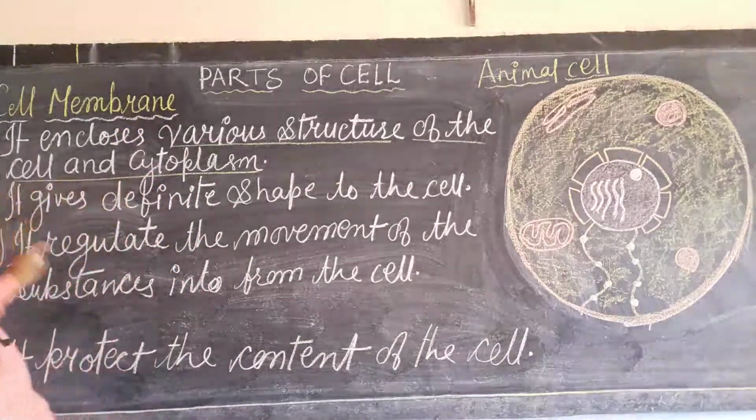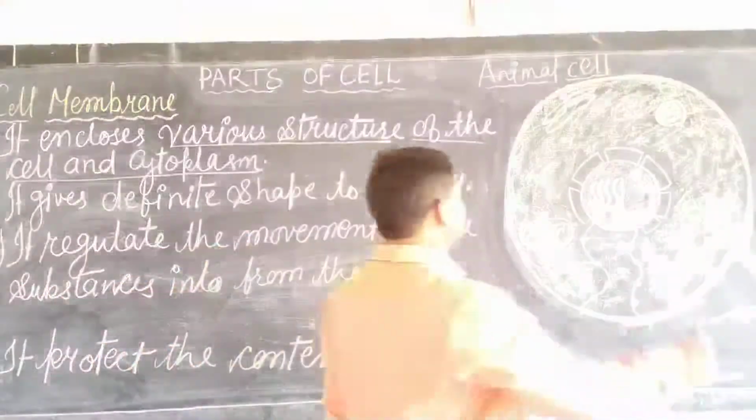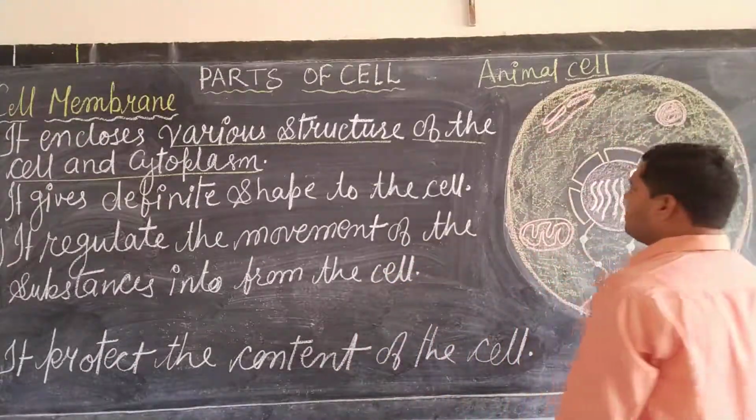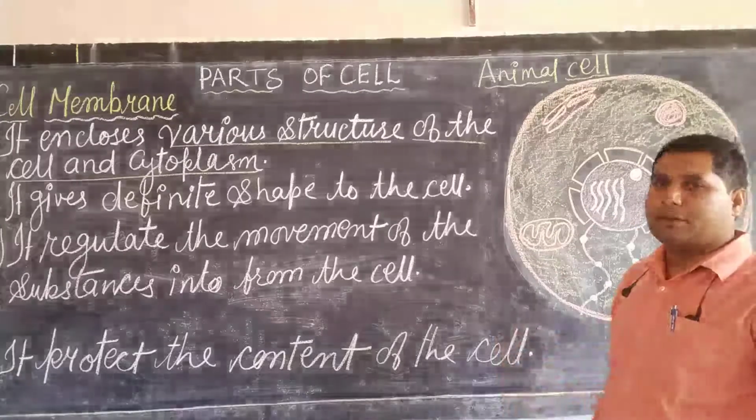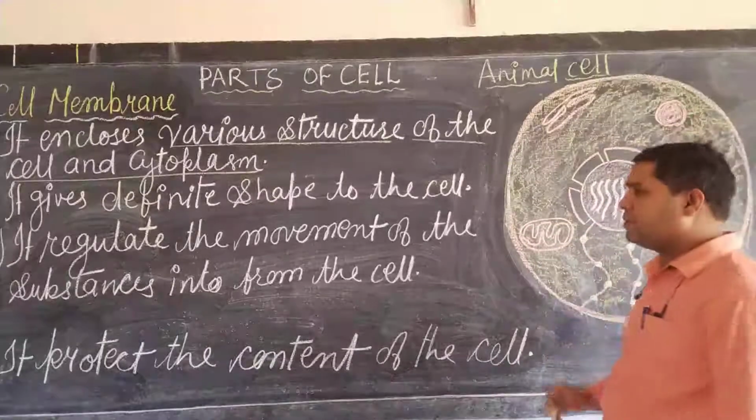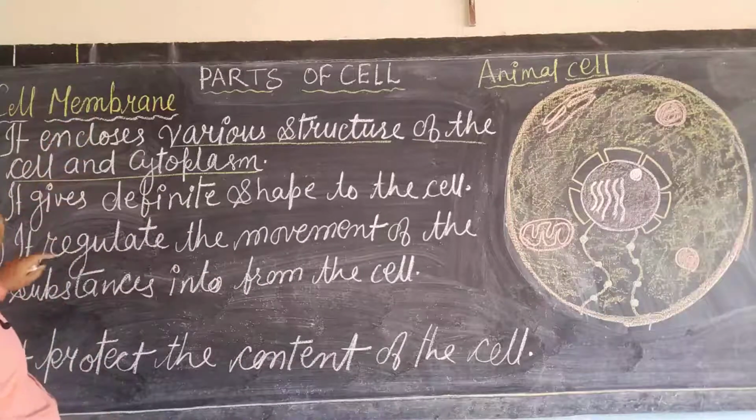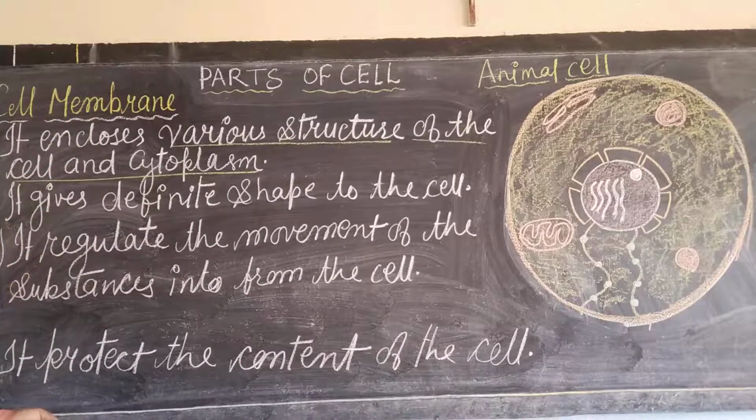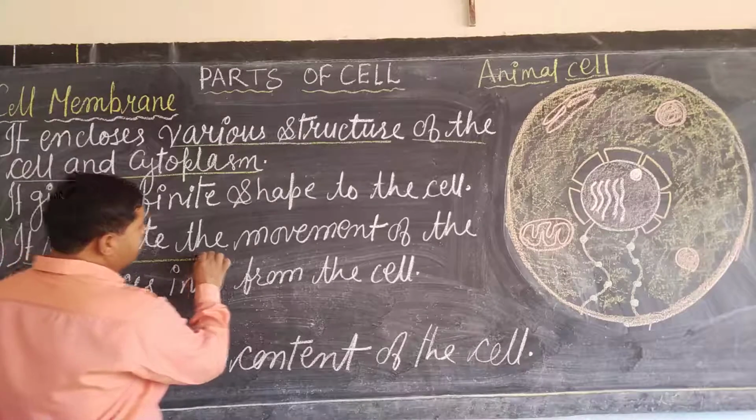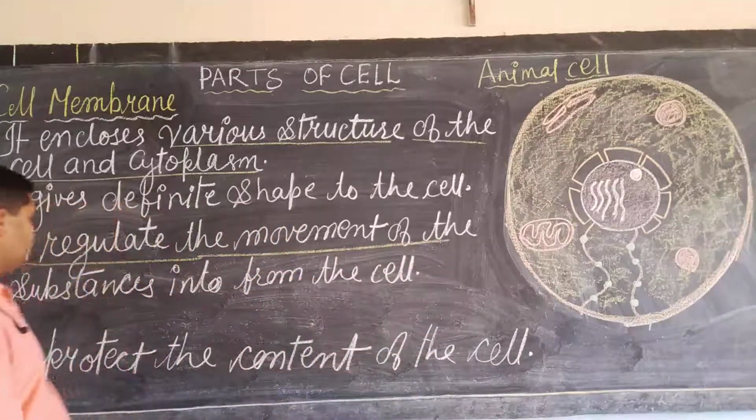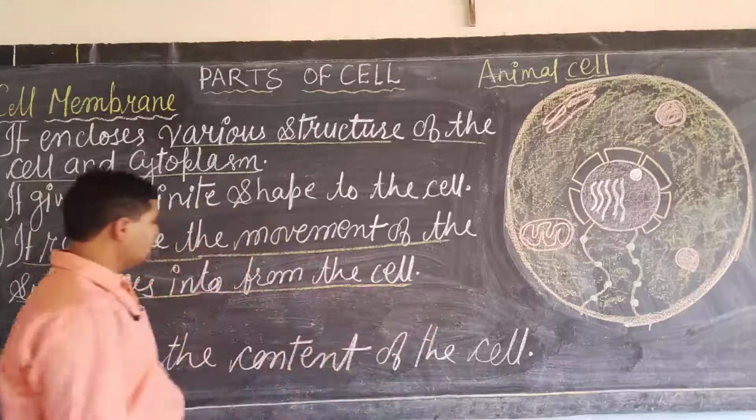Next, it gives a definite shape to the cell. A perfect shape of the cell is given by the protective membrane known as the cell membrane. A definite shape of the cell is given by the cell membrane. Third important function, it regulates the movement of the substances into and from the cell.